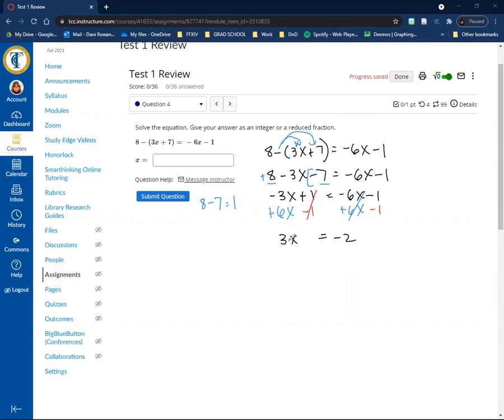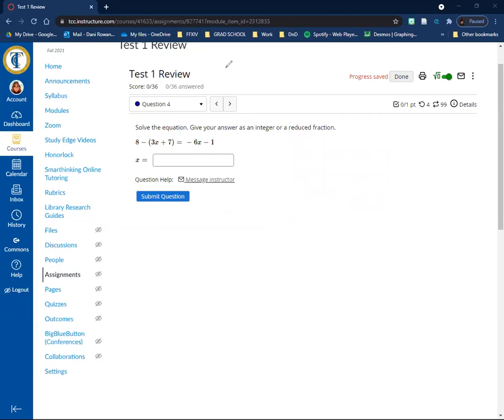And then our final step: that 3 is multiplied by x, so we have to divide by it to move it to the other side. And we have x equals negative 2/3. Just remember, if you're using a calculator, this one wants your answer as an integer or reduced fraction, so keep it in fraction form. Any other questions about this particular problem? Okay, moving right along.